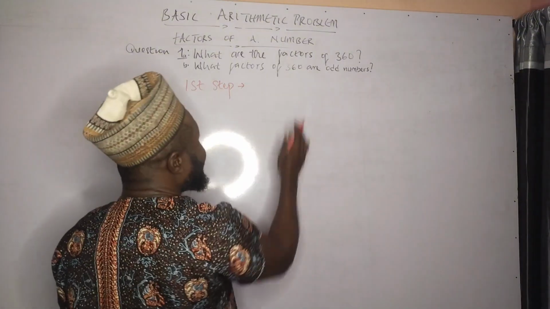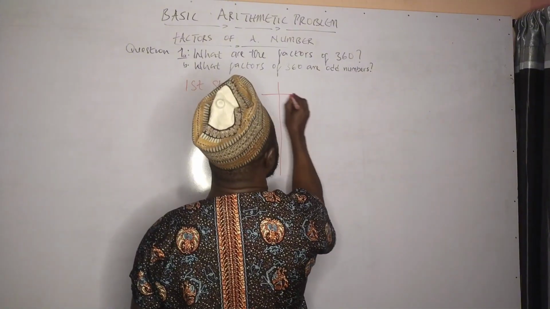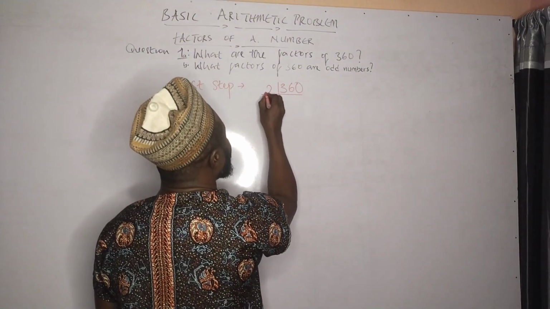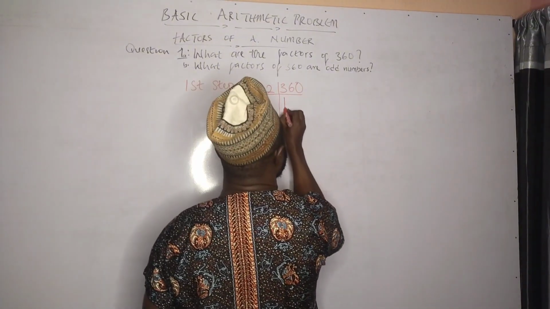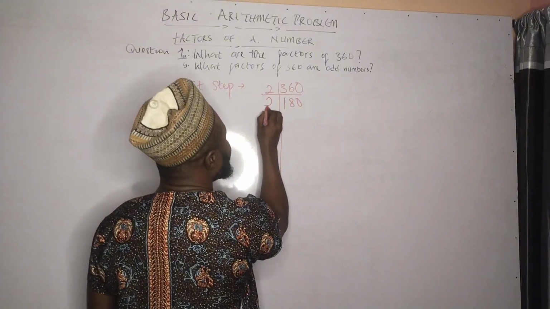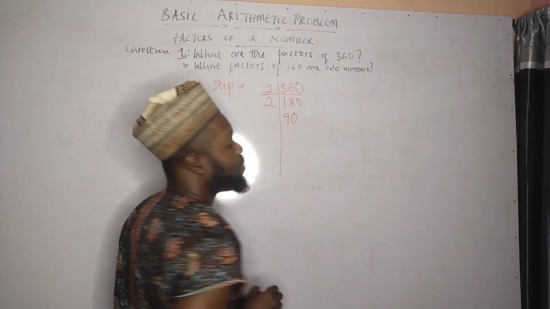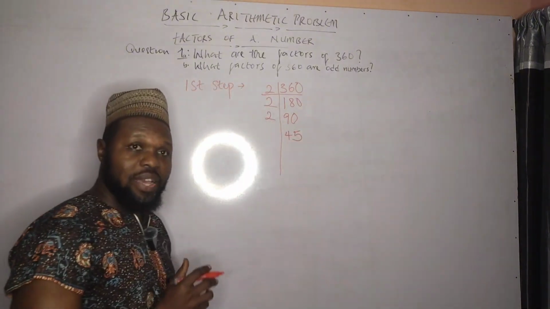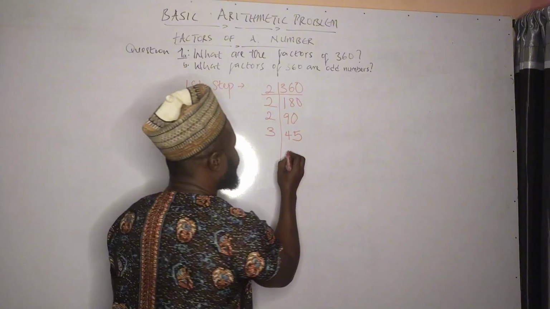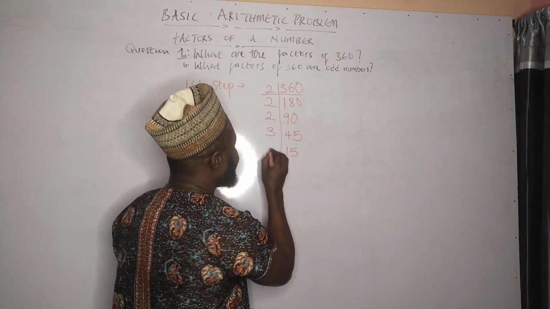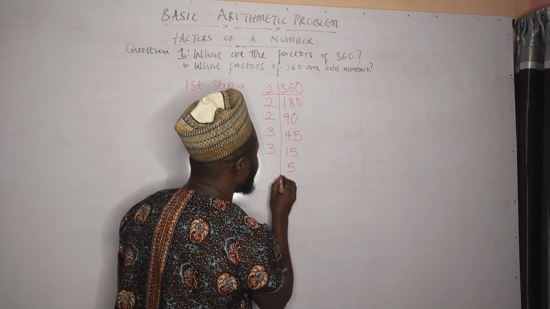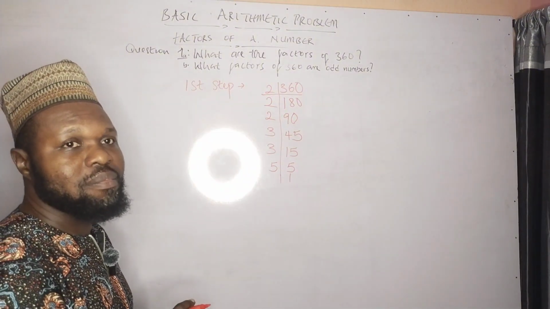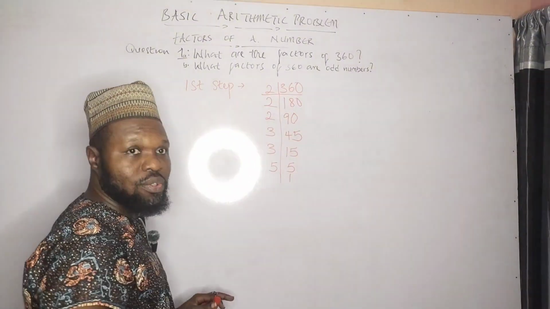is to break the 360 down. 2 in 360 is 180, right? 2 in 180 is 90, right? 2 can also go in 90, which gives us 45, right? 3 can go in 45, 15 times, right? 3 can also go in 15, 5 times, while 5 can go in 5 just one time. That is the first thing for us to do.